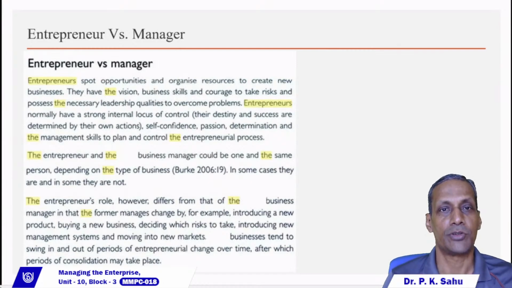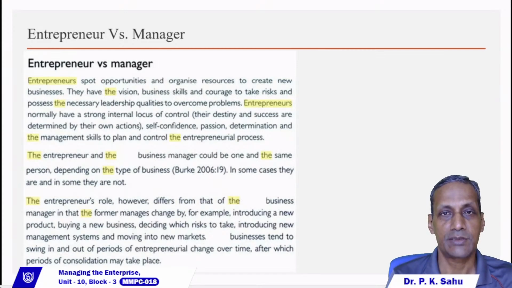Entrepreneurs spot opportunities and organize resources to create new businesses. They have the vision, business skills, and courage to take risks and possess the necessary leadership qualities to overcome problems. Entrepreneurs normally have a strong internal locus of control. Their destiny and success are determined by their own actions. They also have self-confidence, passion, determination, and the management skills to plan and control the entire entrepreneurial process.